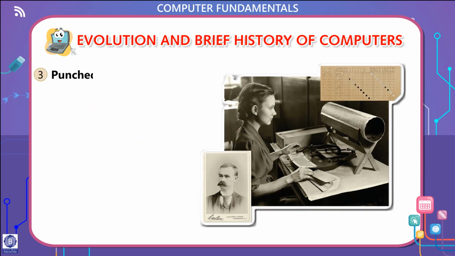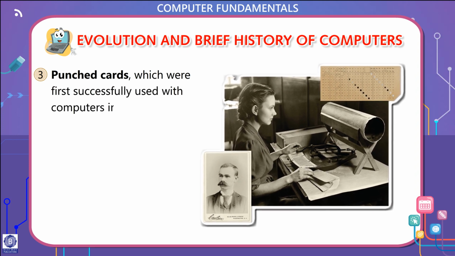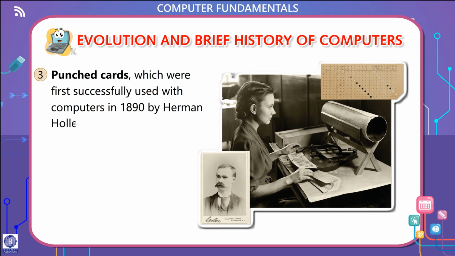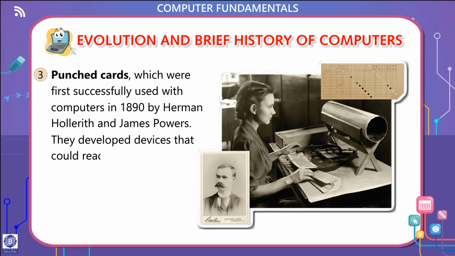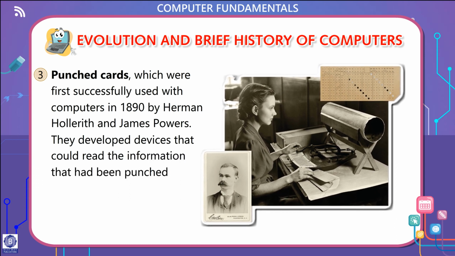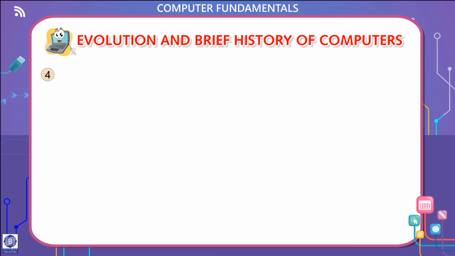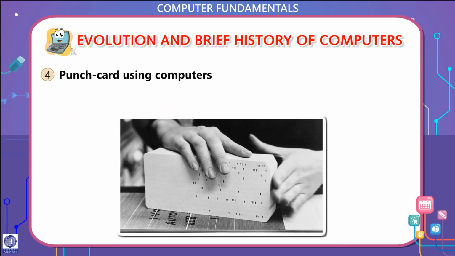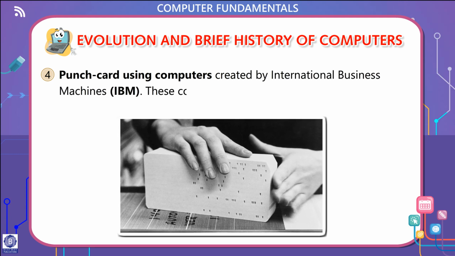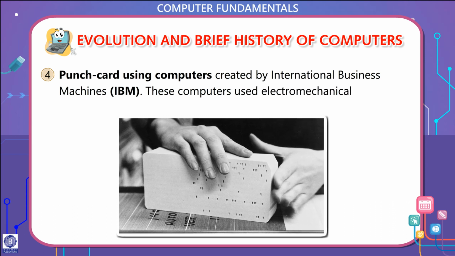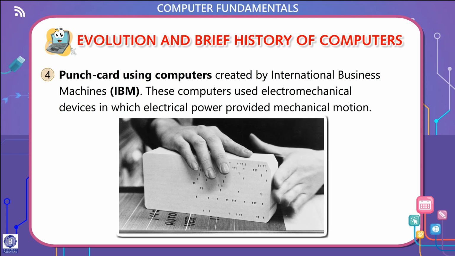Number 3. Punched cards, which were first successfully used with computers in 1890 by Herman Hollerith and James Powers. They developed devices that could read the information that had been punched into the cards automatically without human help. Number 4. Punch card using computers created by International Business Machines (IBM). These computers used electromechanical devices in which electrical power provided mechanical motion.